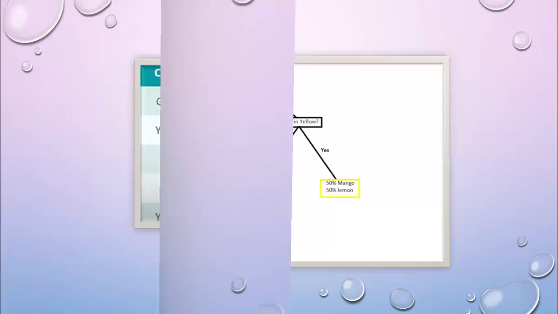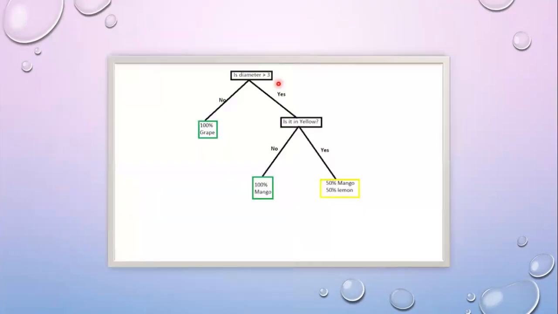Here we can make the diagram. Is the diameter greater than 3? If no, you can decide 100% grape. If yes, check again whether it is yellow or not. If no, 100% mango. If yes, we can conclude that there is a 50% chance of mango and a 50% chance of lemon.